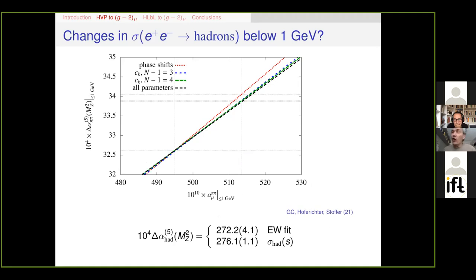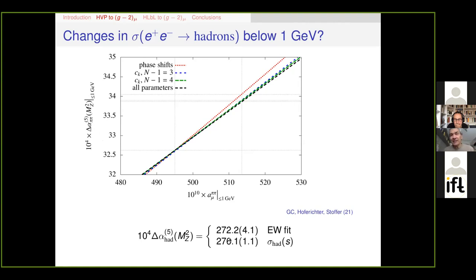Now, even if all the change happens at low energy, you still have a shift in the running of alpha. And this is shown in this plot, which in fact shows that no matter how you generate this shift, so which parameters you allow to change, you have about the same shift in the running of alpha, which is relatively modest. So something more than 1 unit and a bit less than 2 units.